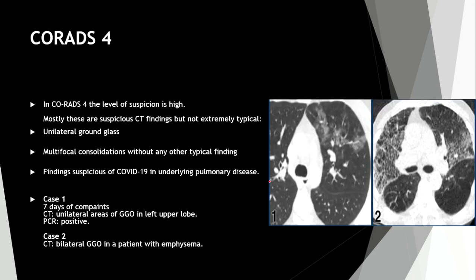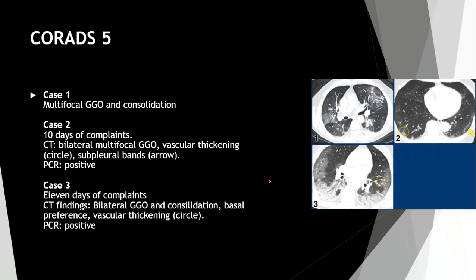CO-RADS 4. In the CO-RADS 4, the level of suspicion is high. Mostly this is suspicious CT finding, but not extremely typical. Unilateral ground glass, multifocal consolidations without any other typical findings. Finding suspicious of COVID-19 in underlying pulmonary disease. CO-RADS 5. Multifocal ground glass opacities and consolidation.